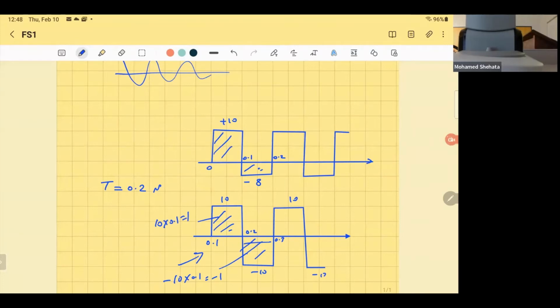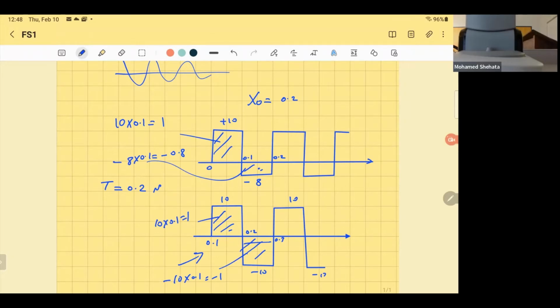But this one looks like the same signal we have, but shifted up. What does shifted up mean? It means you added a DC component to make it go up. And I can tell you what that is. How do you get the DC component here? Get the average. What's the average of this one? The height is 10 and the width is 0.1, so it's 1. And what about this one? That's negative 8 times 0.1, the same width. That would be negative 0.8. So when you add them, what do you get? 0.2. So I can tell you that the DC component in this one is 0.2 volts.